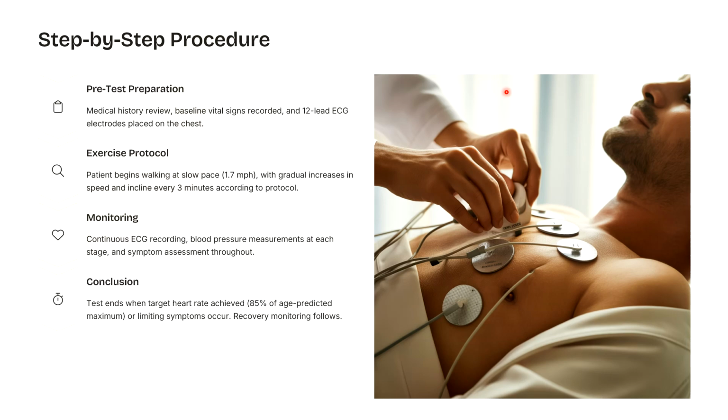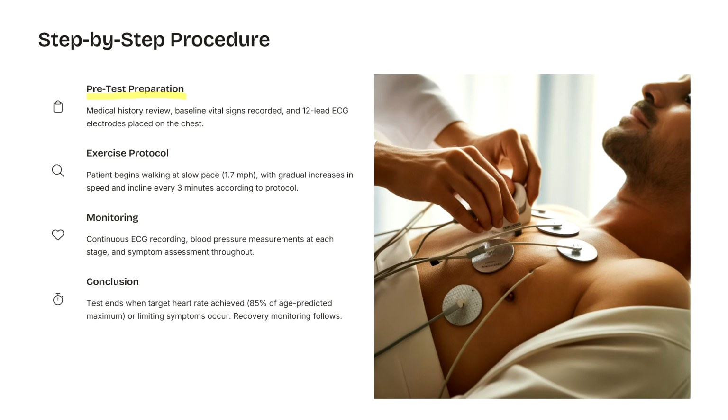Now coming to the step-by-step procedure, number one is pre-test preparation. How will a patient be prepared for the test? Medical history has to be noted down. Baseline vital signs will be recorded, and 12-lead ECG electrodes should be placed on the chest. So these are the three pre-test preparations.